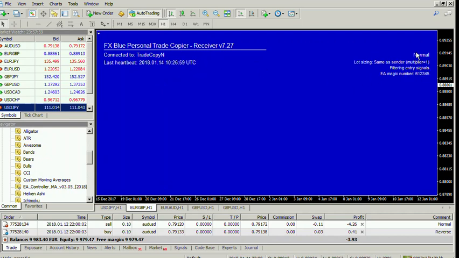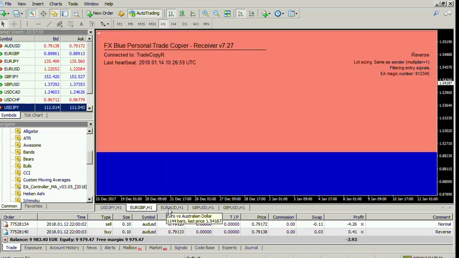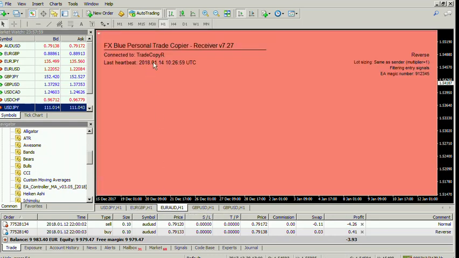And this then is the receiver which copies the trade in the normal fashion. So a buy is a buy and a sell is a sell. I then have a second channel, trade copy R, in which a buy becomes a sell and a sell becomes a buy.